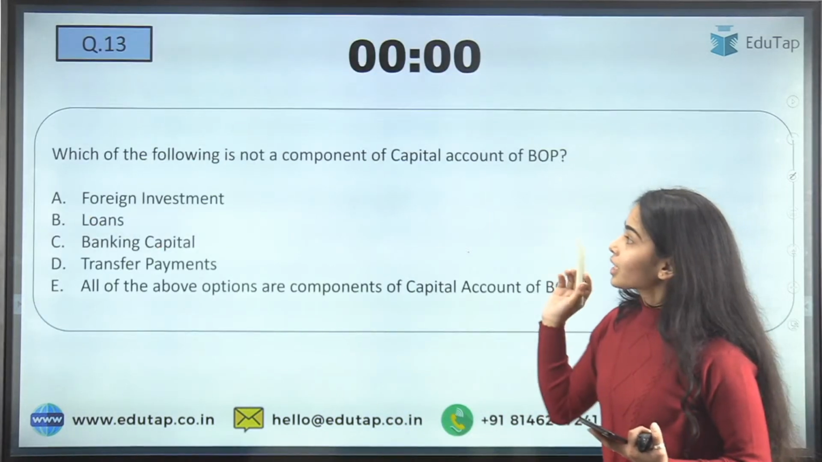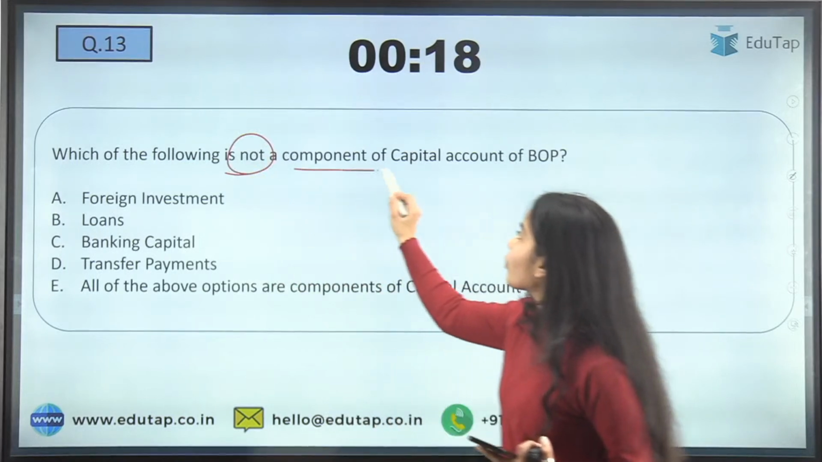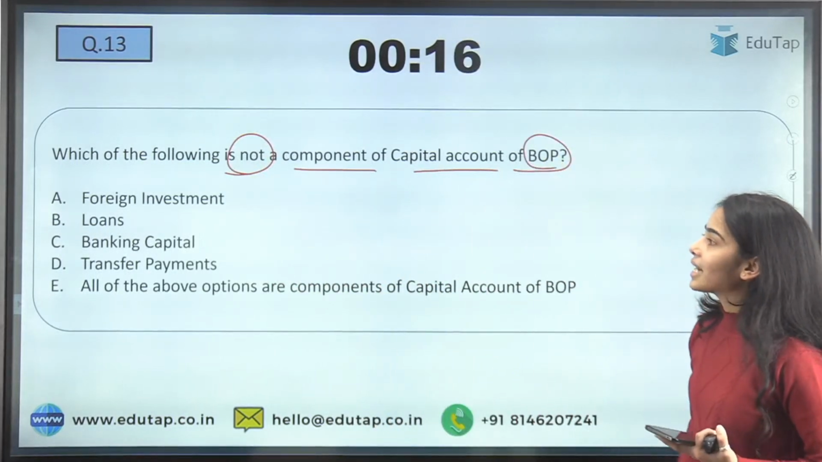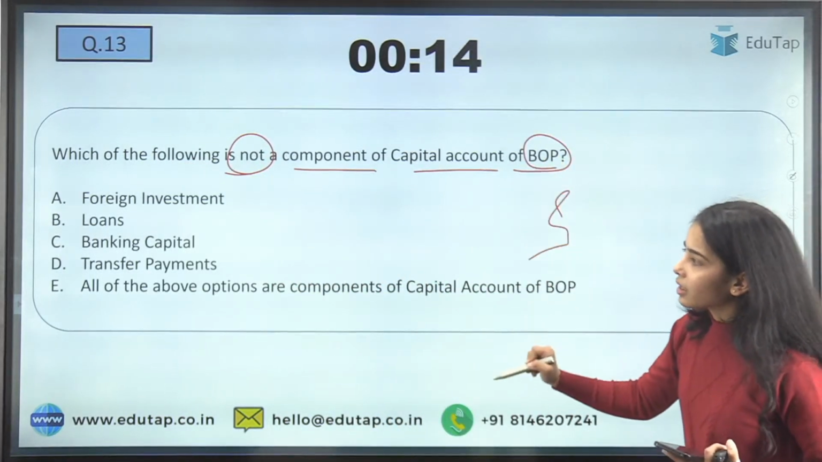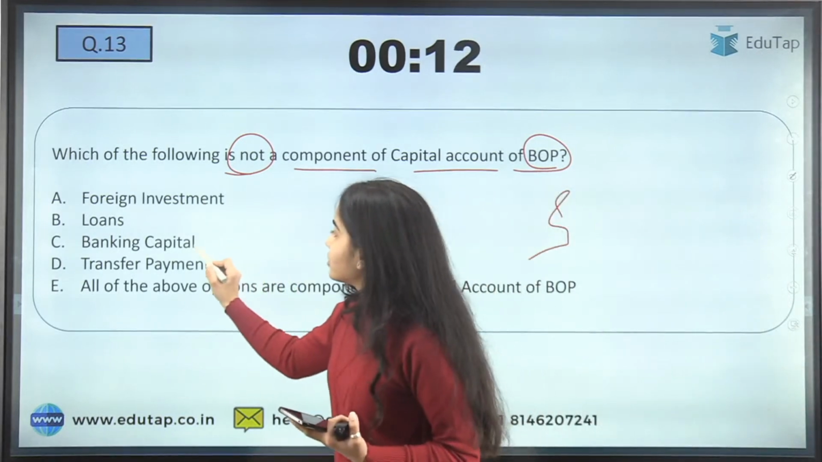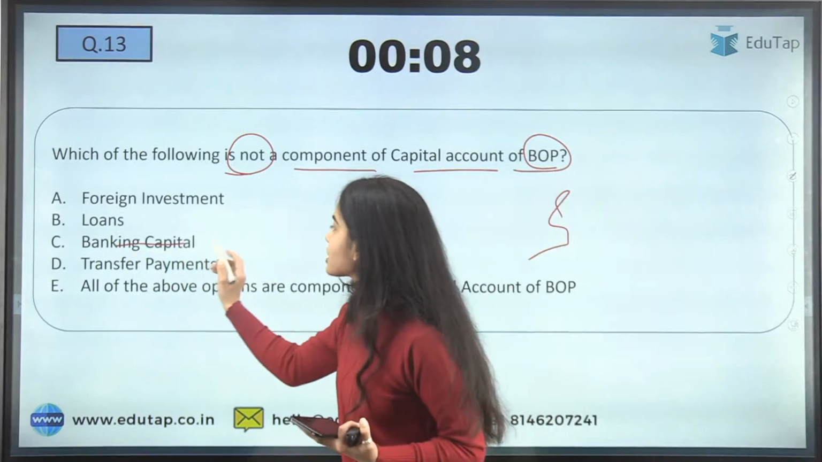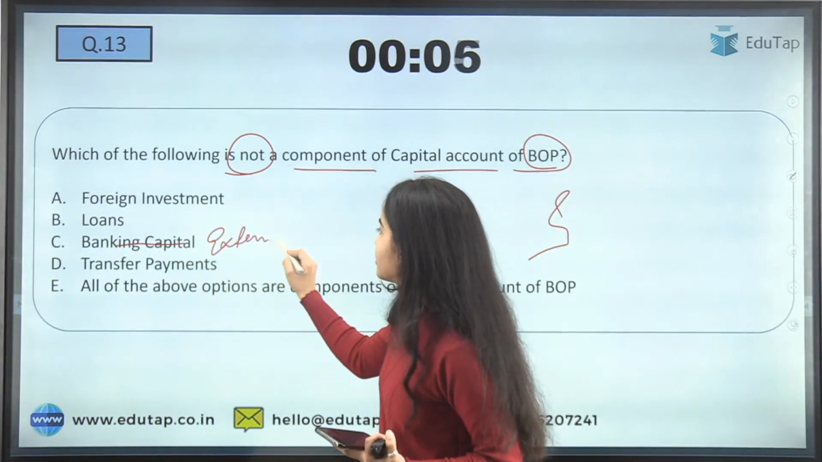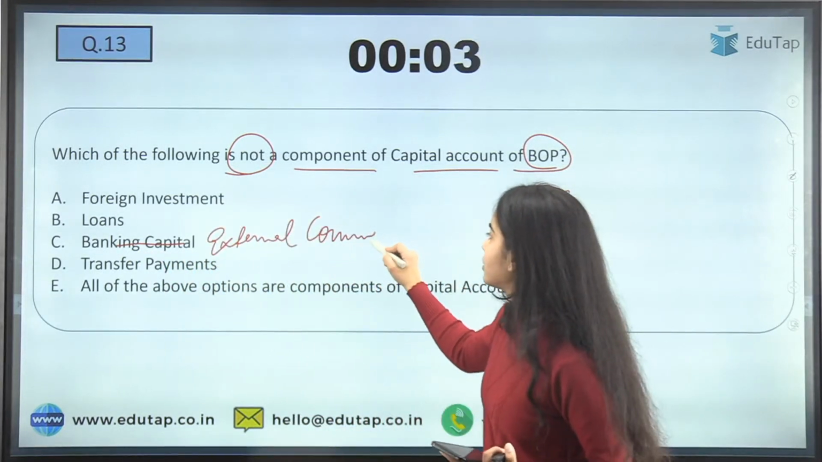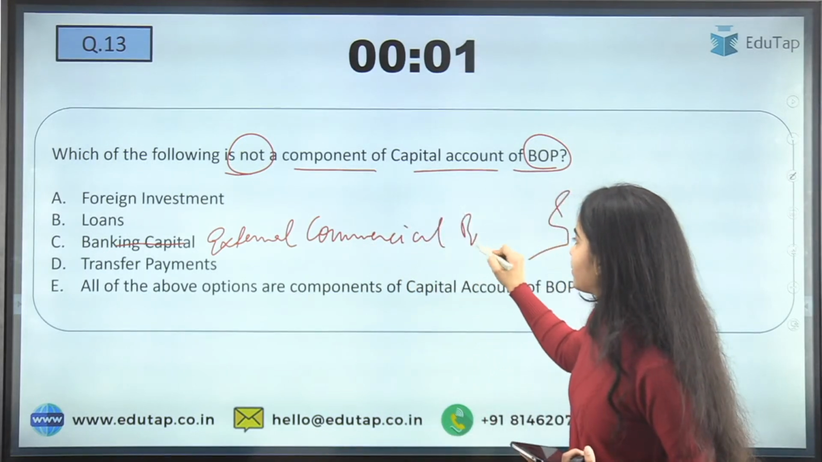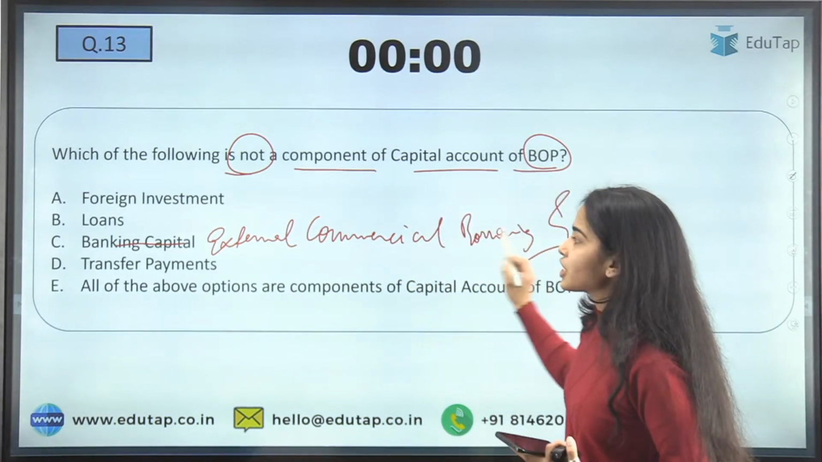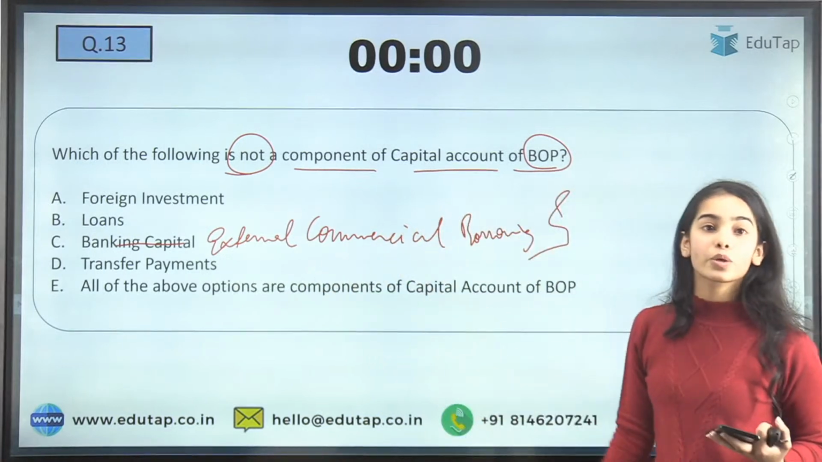Okay. So which of the following is not a component of capital account of balance of payment? Again, a very easy one. Try to answer this one. And instead of banking capital, just take external commercial borrowings. So I am changing the option and try to answer the question now.